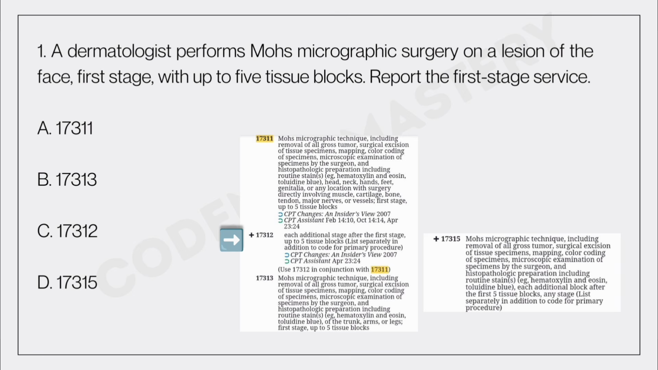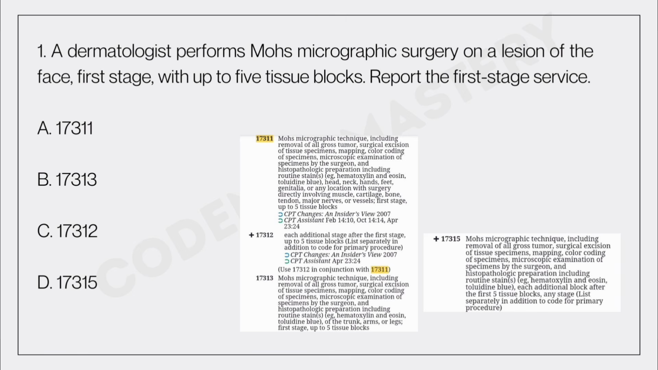Option C 17312 is an add-on code. It is for each additional stage after the first up to 5 tissue blocks. The code in option D 17315 is an add-on code. It is for each additional block after the first 5 tissue blocks any stage.